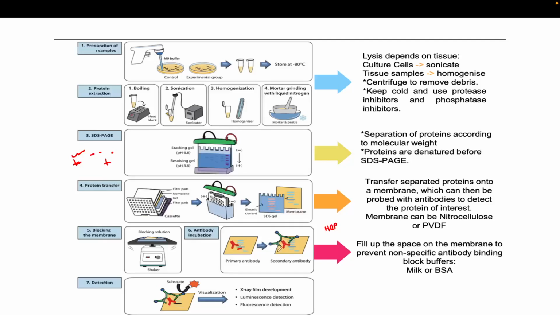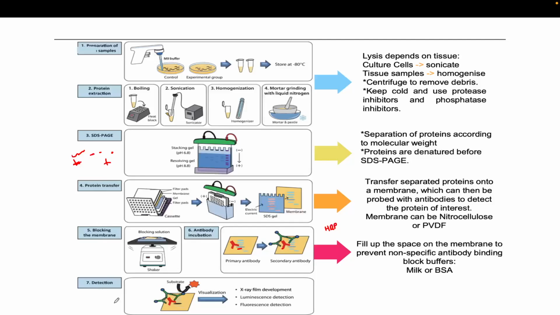Then you add the secondary antibody, which is specific to this primary antibody and is HRP labeled. HRP is horseradish peroxidase. It can be another enzyme also, but the most common one is horseradish peroxidase. So it is labeled, and the secondary antibody is bound to the primary antibody.